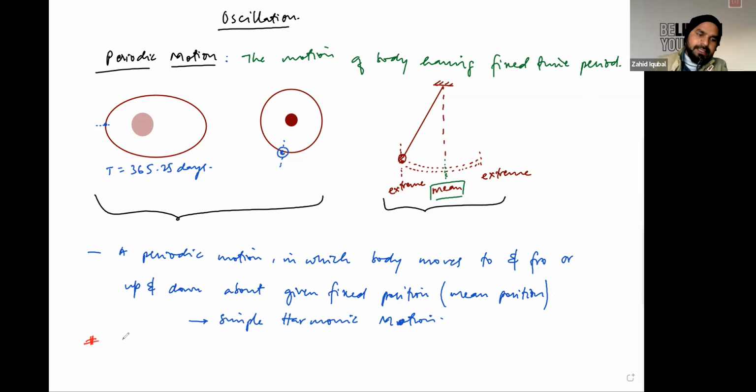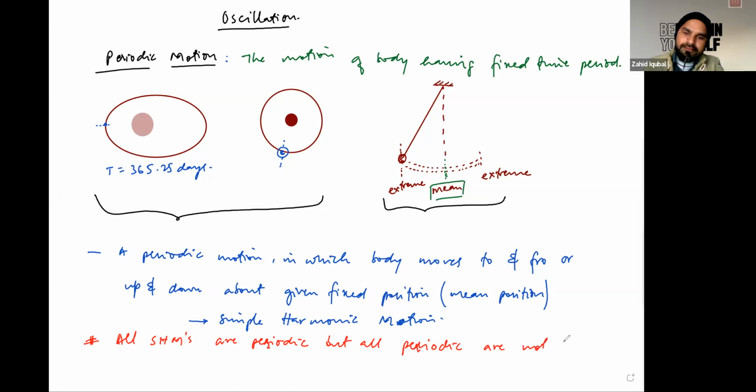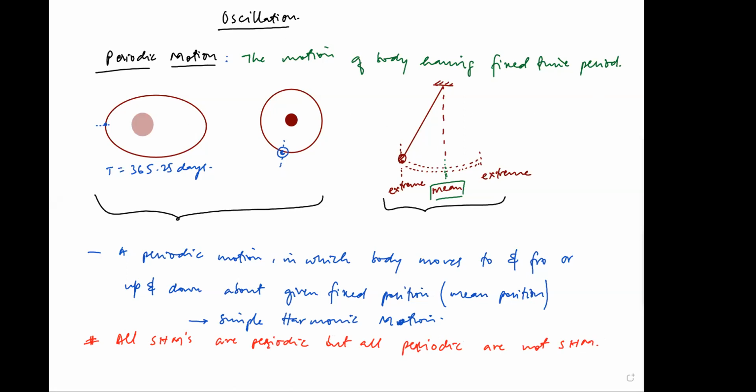So from this part we can say all SHMs are periodic, but all periodic are not SHM. Hamza, any doubt? No, sir. Just write it down.